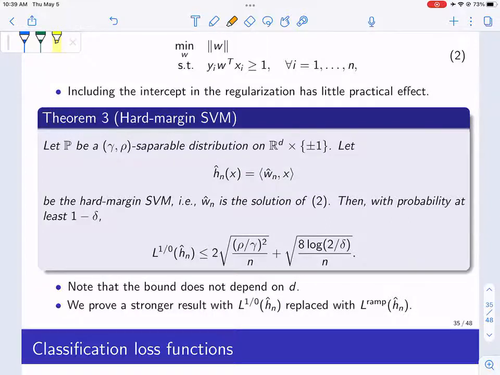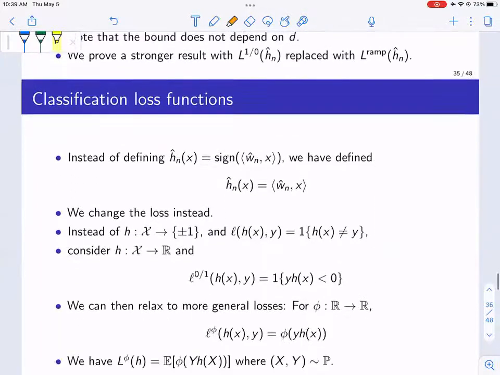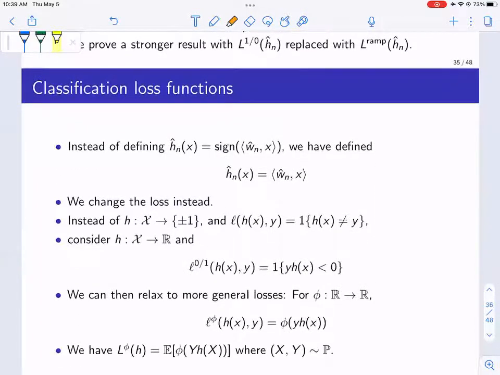Let me introduce, in redefining the notation, something that helps us a little bit instead of carrying the sign. I used to have the sign here: h hat n could be the sign of this. I'm redefining it to just be this linear function. Instead, we change the definition of the loss. That's the L01 loss that we used to have, defined on binary input. But now I'm going to redefine both h and the loss. So L01 of h and y would be just this.